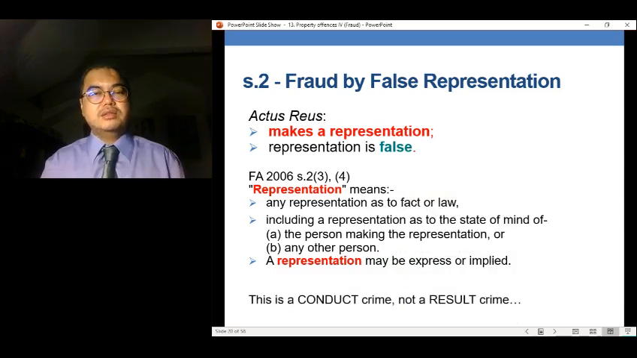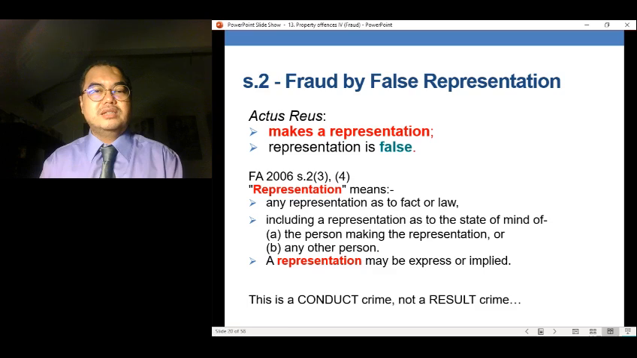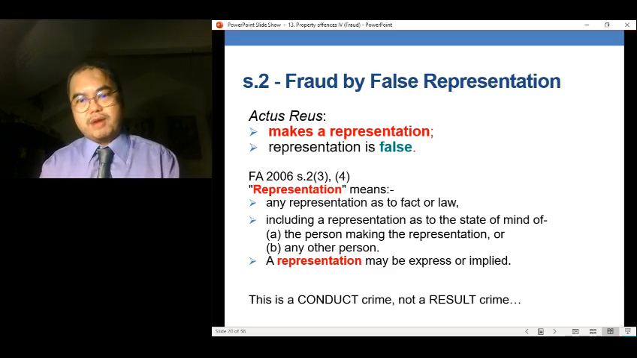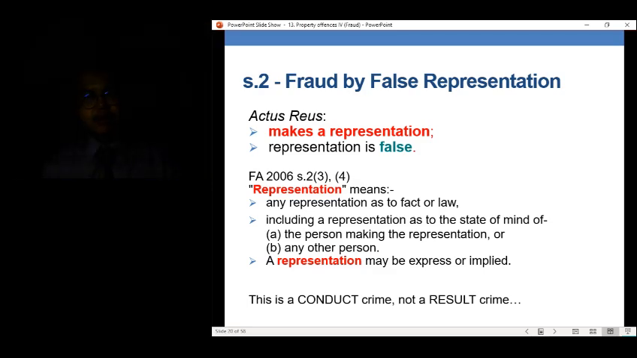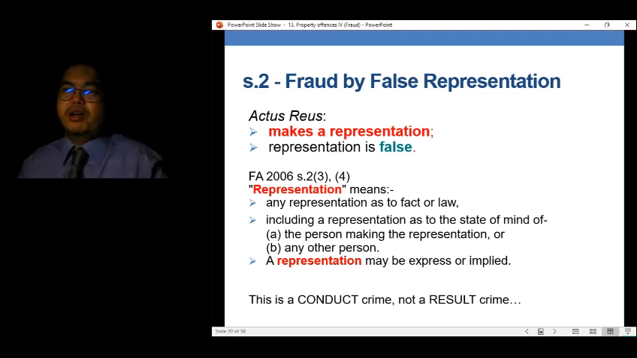So you see, the actus reus at the end of the day is just to make a representation which is false. Now, for the first time in learning criminal law, we finally see a conduct crime, right? So fraud, the offense of fraud, is not a result crime.